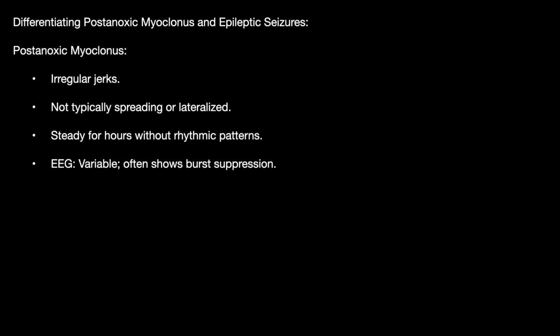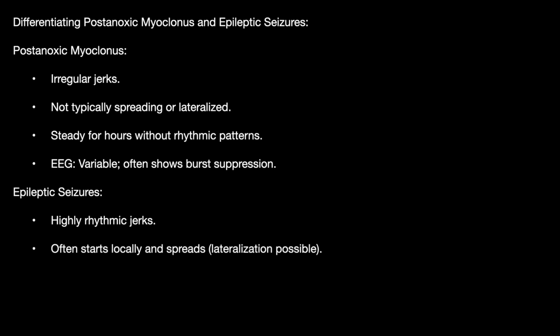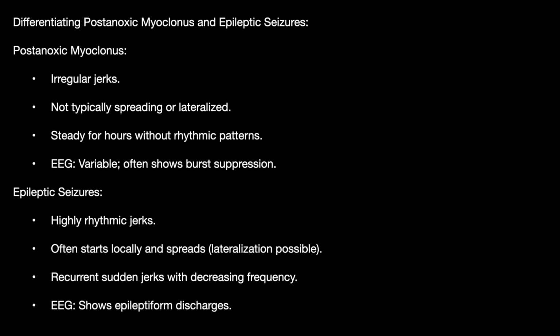Now, differentiating between post-anoxic myoclonus and epileptic seizures. In post-anoxic myoclonus, there are irregular jerks, not typically spreading or lateralizing, steady for hours without any rhythmic pattern. EEG is variable, often showing burst suppression. Whereas in epileptic seizures, you will find highly rhythmic jerks, often starting locally and tending to spread. Lateralization is possible to some extent. Recurrent sudden jerks with decreasing frequency, and in EEG you will definitely find epileptiform discharges.